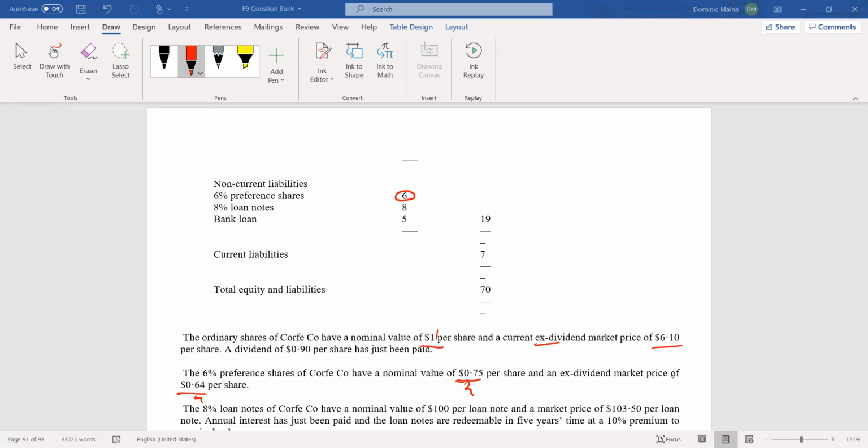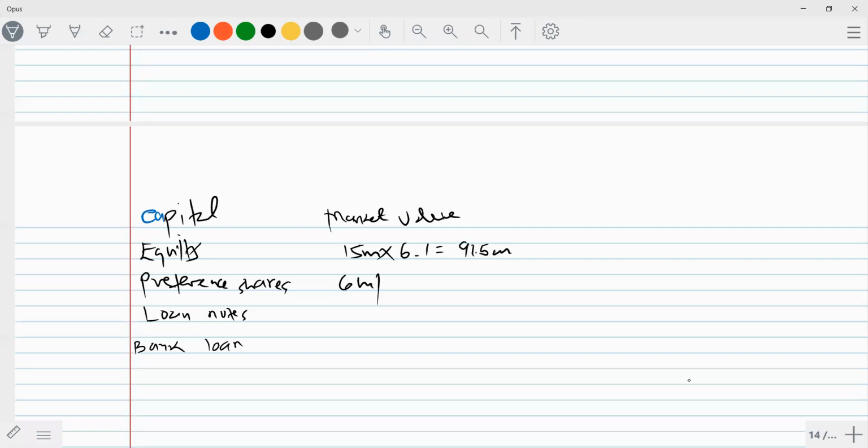6 million is the total nominal value. We divide by the nominal value per share, 0.75, which is given, to get the number of shares issued. We multiply by the market value per share, which is 0.64. That gives the total market value of the company preference shares, which is equal to 5.12 million.